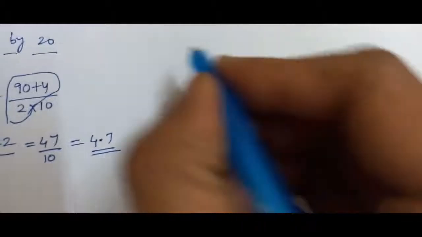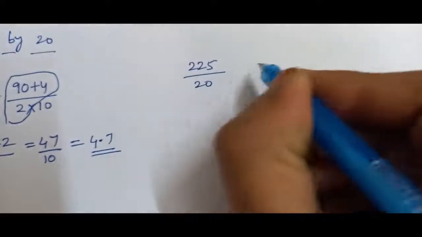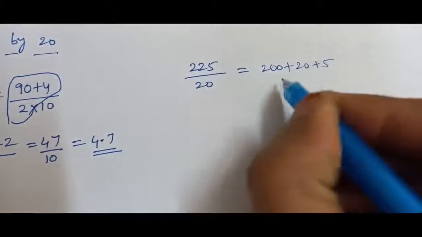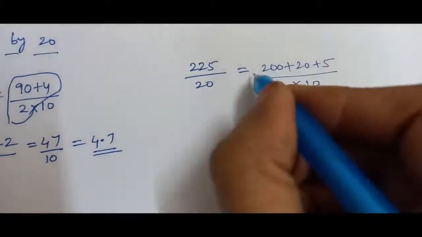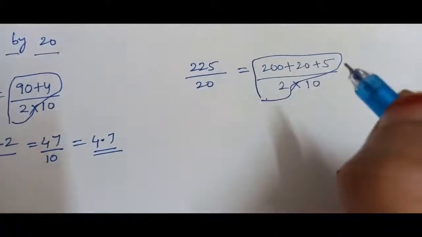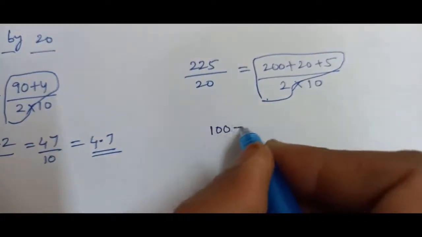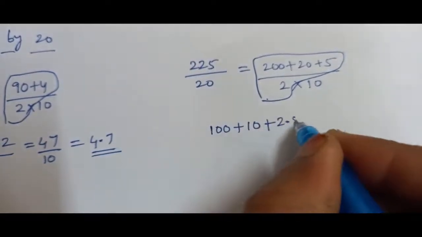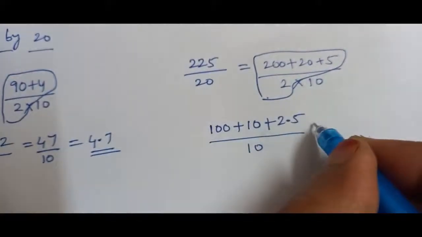Let's take one more example. 225 by 20. So, write in expanded form 200 plus 20 plus 5. This we can write as 2 into 10. So, half it. As I already told you, 225 by 2 is nothing but half of 225, no? So, 200 becomes 100, 20 becomes 10 and this 5 becomes 2.5. This 10 I am writing as it is.